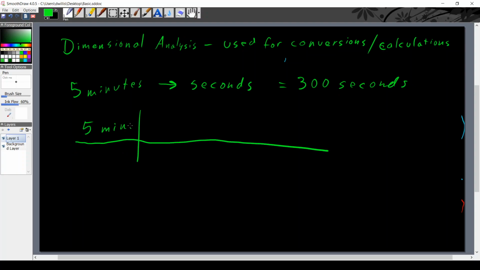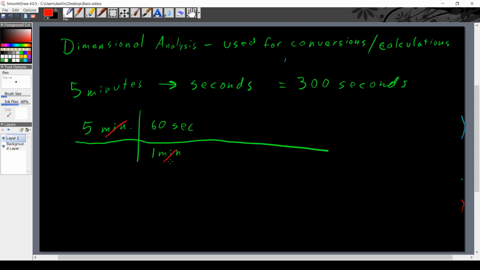Okay, and so we've got 5 minutes, and then I made that line a lot longer than it needed to be. Sorry about that. 1 minute is equal to 60 seconds. Mr. Willis, how do you know whether to put the 1 minute on the bottom or the 60 seconds on the bottom? You always want to put it so that whatever you're trying to get rid of will cancel out.